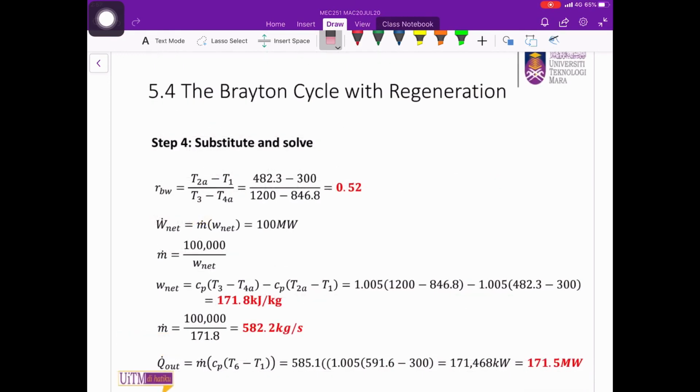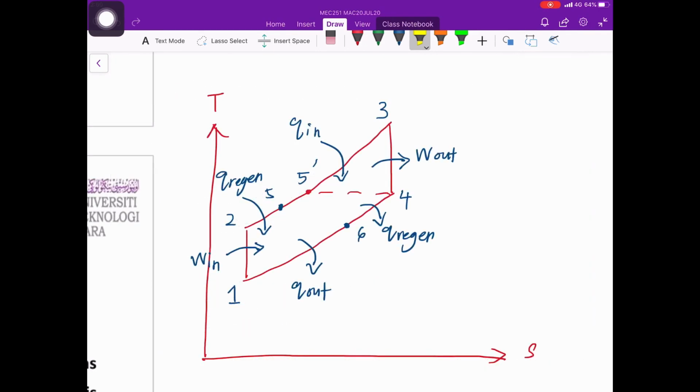Once we have all the temperature values needed, now we can solve all the items requested by the question. Please bear in mind that we can use the isentropic relation for any isentropic processes.